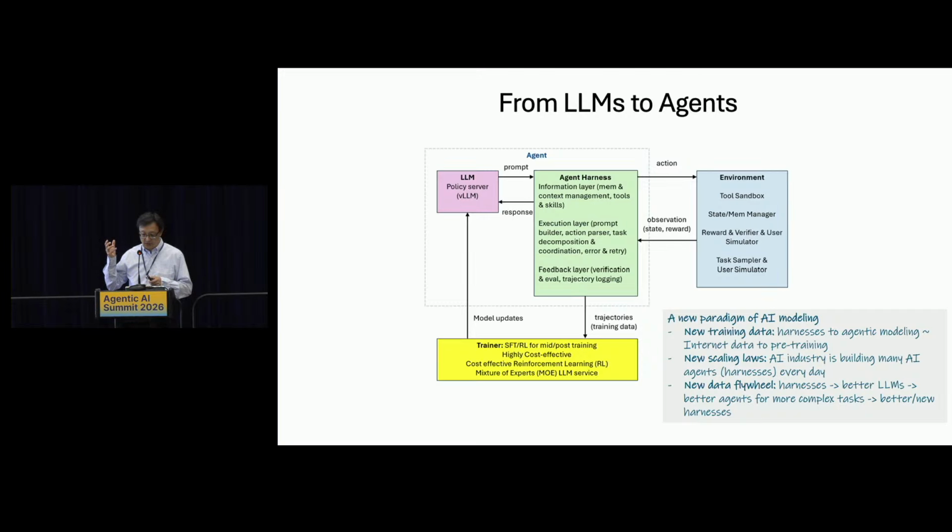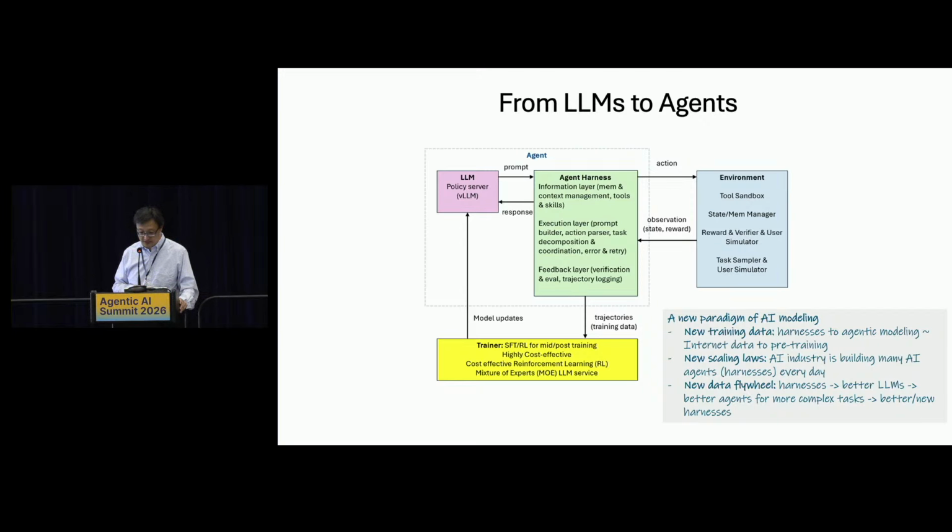For example, the information layer consists of the memory and the context management, and contains a lot of tools and skills for the language model to call. And the execution layer consists of a prompt builder, action parser, task decomposition modules, and some error recovery mechanisms. And most importantly, the feedback layer, which helps the system to collect all the trajectories generated by the agents. And these trajectories can be used to refine the underlying model, the LLM, by post-training. This actually is the key of agentic modeling, okay?